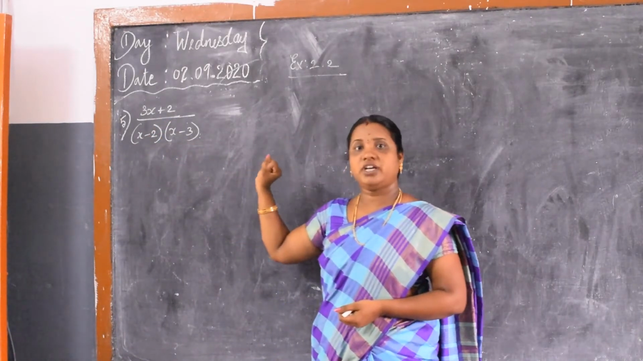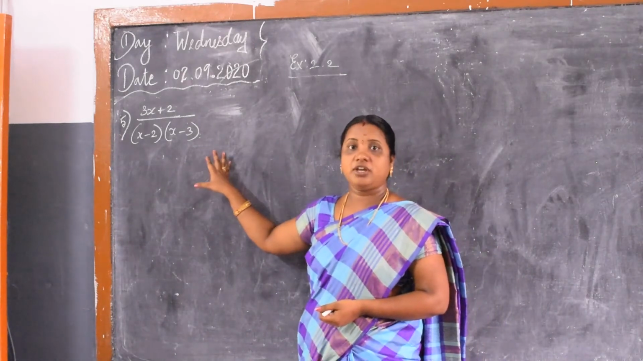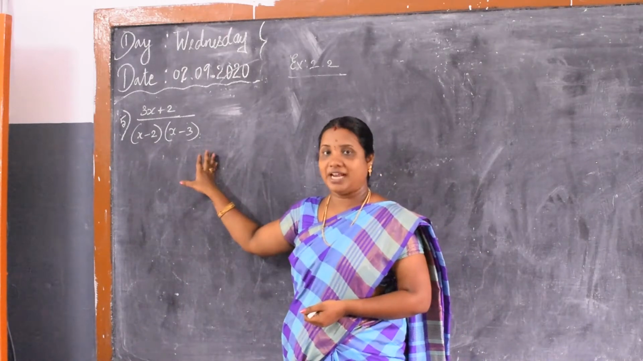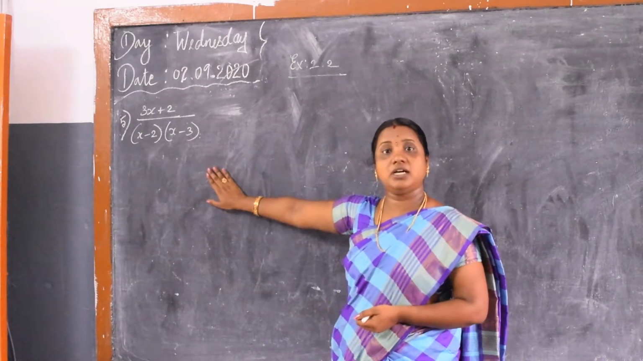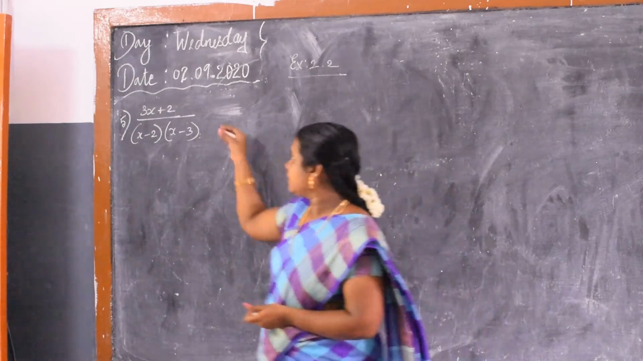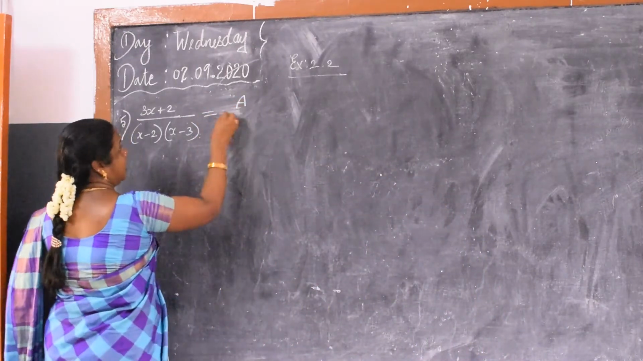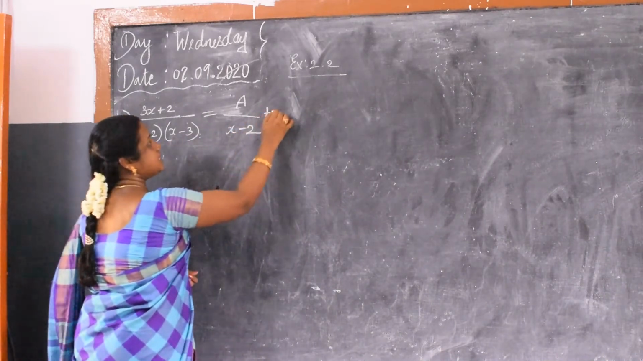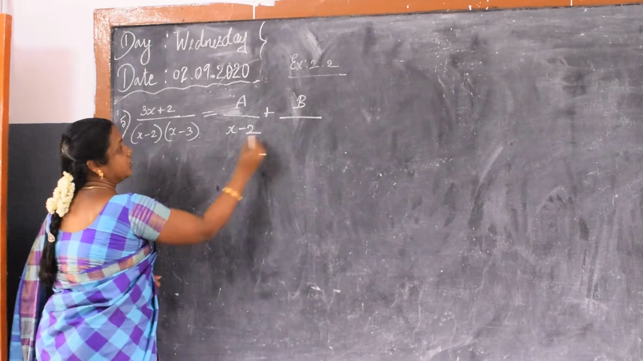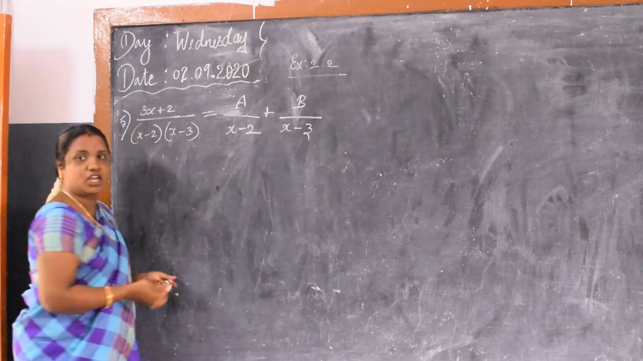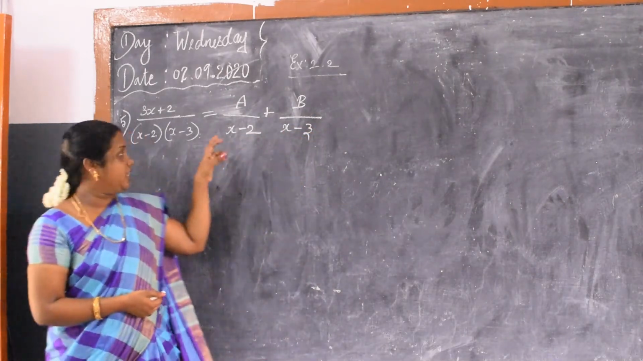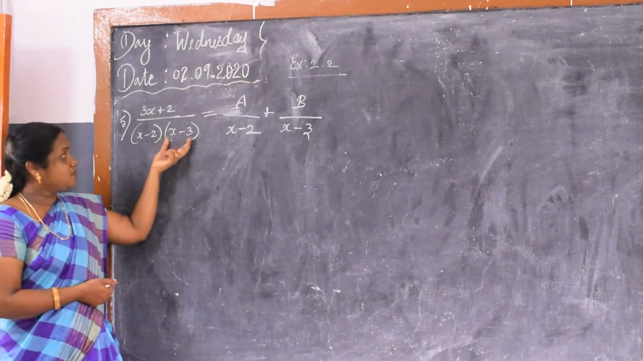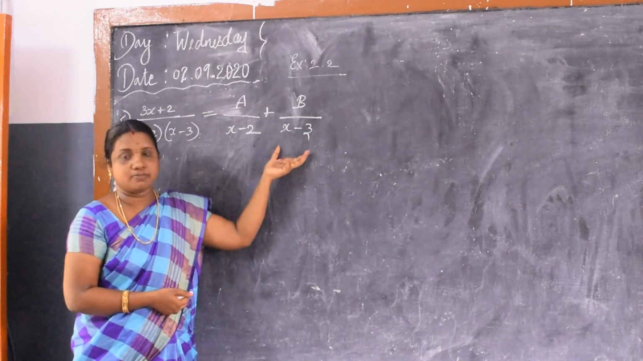What can we do? We can't integrate directly. Here you have to use partial fraction. Already in 11th standard you have learned partial fraction. See here, you can write it as a by (x - 2) plus b by (x - 3). Have you understood how I am splitting here? a by (x - 2), plus b by (x - 3).